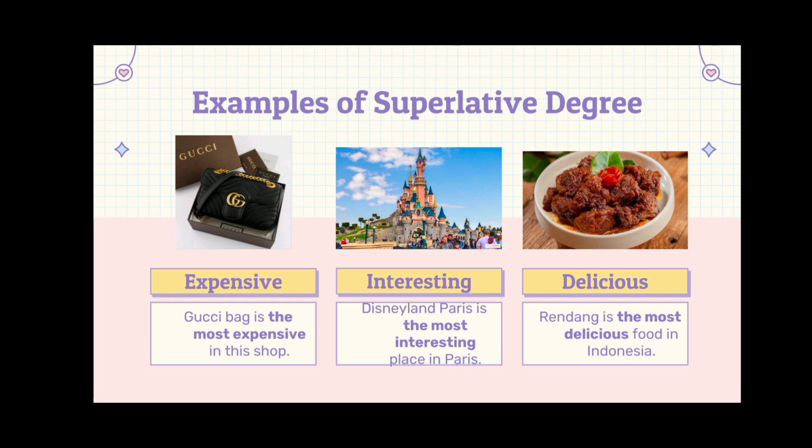Examples of superlative degree, two syllables. 1. Expensive. Gucci bag is the most expensive in the shop. 2. Interesting. Disneyland Paris is the most interesting place in Paris. 3. Delicious. Rendang is the most delicious food in Indonesia.